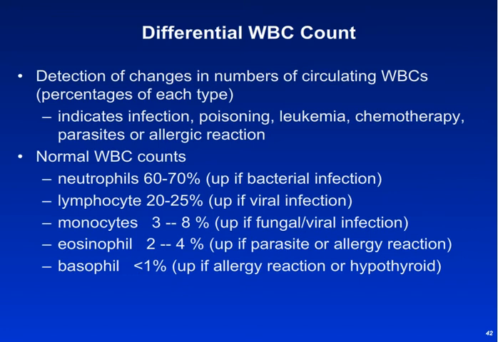So normal percentages of neutrophils are 60 to 70%, but they can be elevated during recent bacterial infections. On the other hand, lymphocytes have a normal concentration of 20 to 25%, and they tend to increase if there's a viral infection. Monocytes have a normal level of around 3 to 8%, but they increase with both viral and fungal infections. Whereas eosinophils are normally quite rare, 2 to 4%, but increase markedly during parasite infections or some allergic reactions.